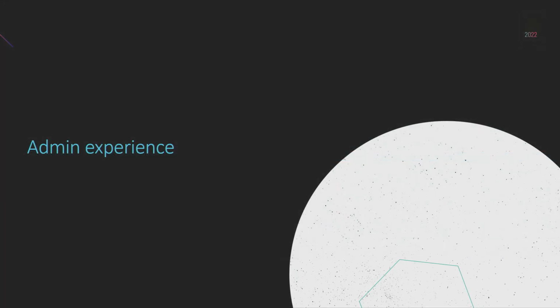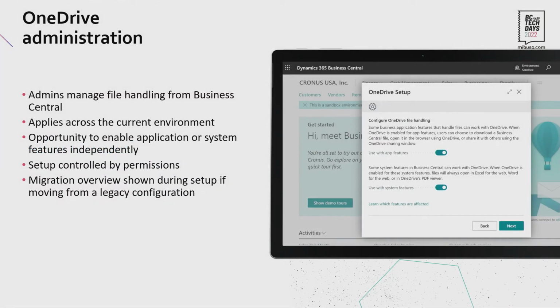And the next question you may have is, how do you administrate this feature? So we've added a new OneDrive setup wizard for this release. This allows admins to manage the file handling within Business Central. And it applies across the whole environment, so it is cross-company. And essentially you get two toggles. One is for app features and one is for system features.